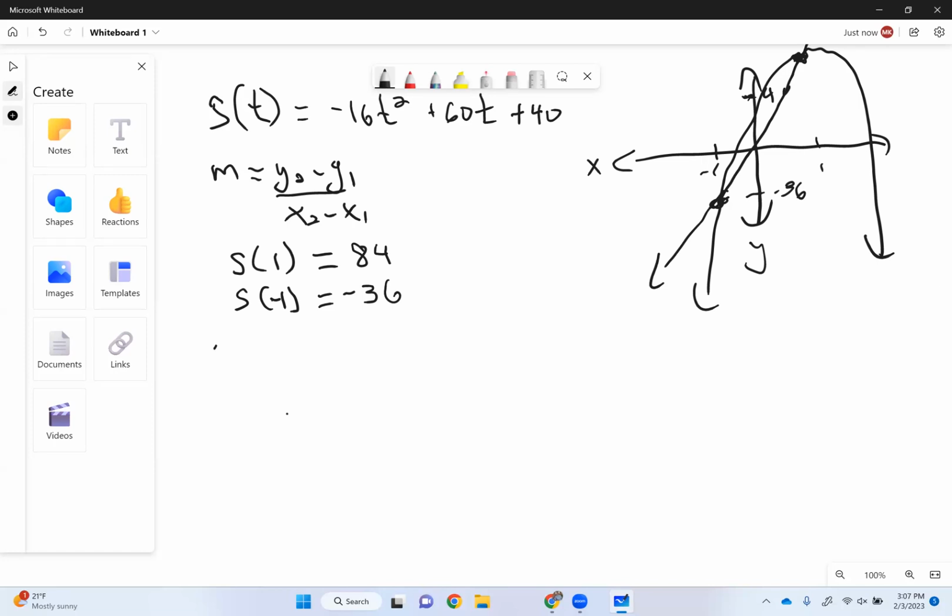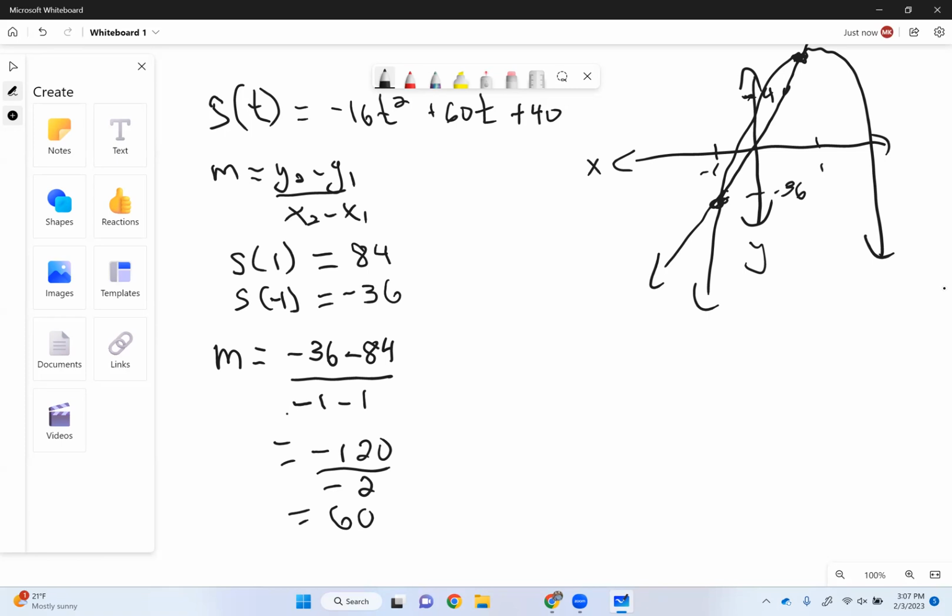So if we wanted to find that slope, we would say m equals y2, which is negative 36, minus 84, over negative 1 minus 1. So that would equal negative 120 over negative 2, which is 60. And we would expect the slope to be positive because if you look over here, it's definitely a positive line.